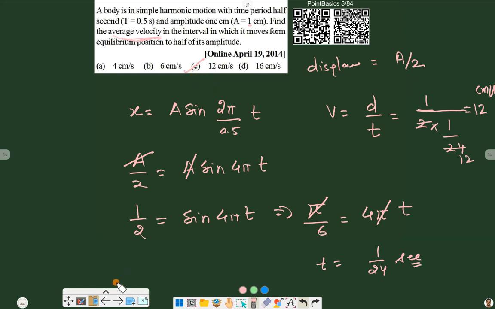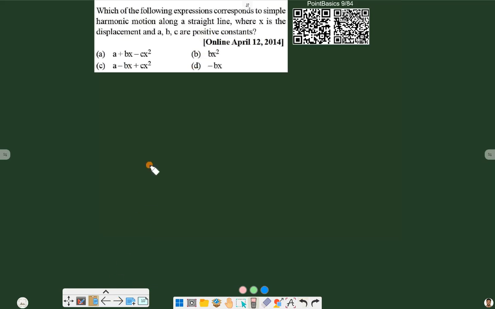Moving to the next question. Which of the following expressions correspond to simple harmonic motion along a straight line, where x is the displacement and a, b, c are positive constants? Now we just have to find out the equation which corresponds to simple harmonic motion.